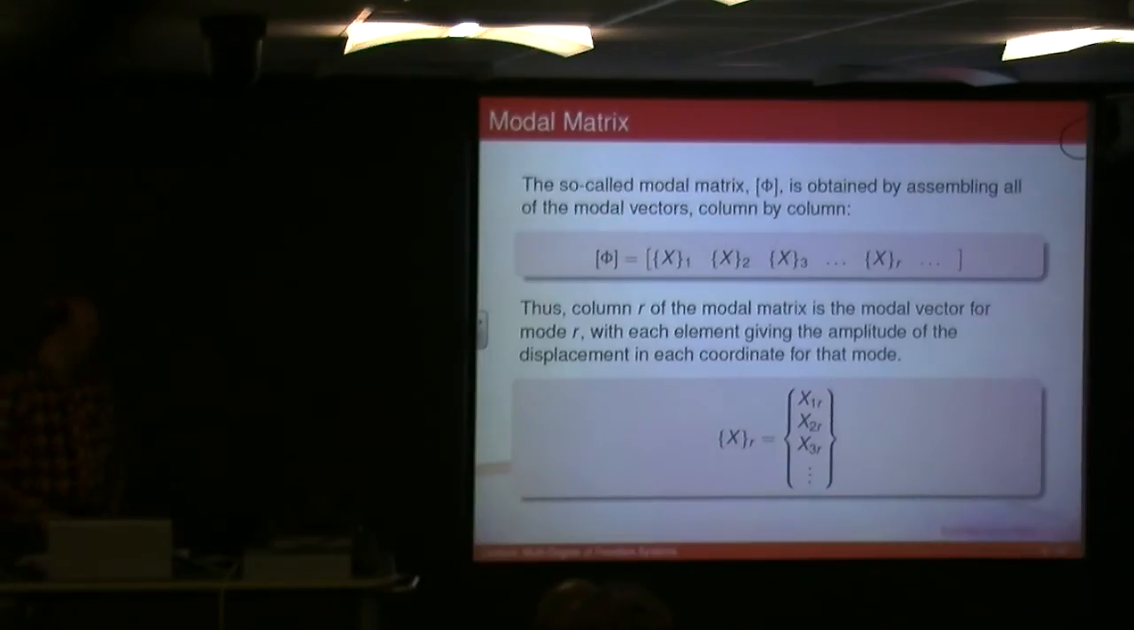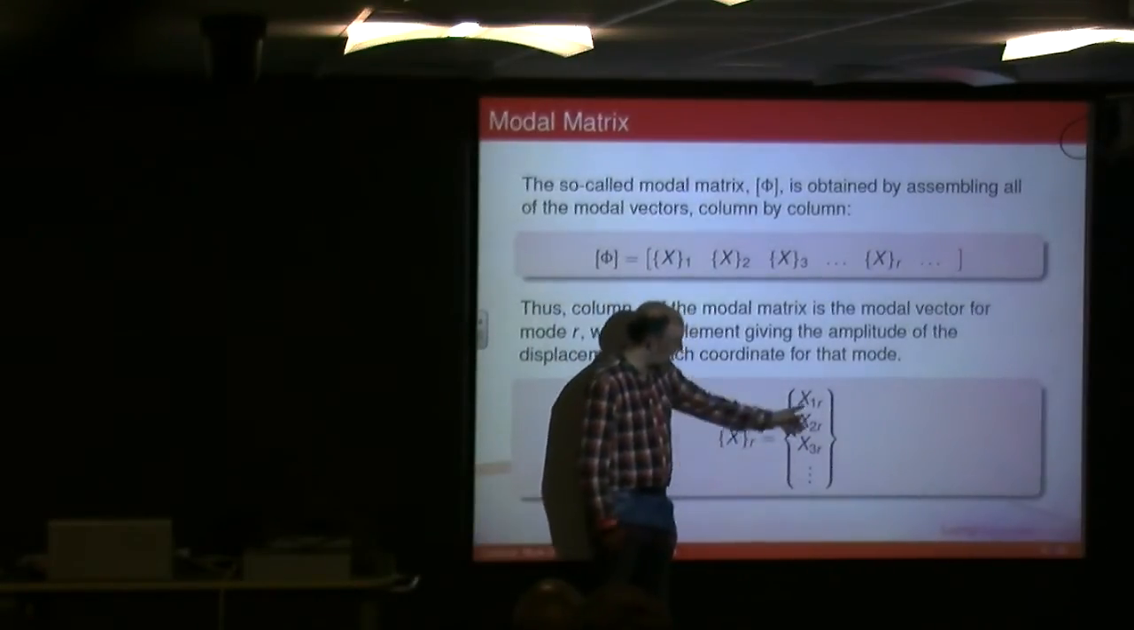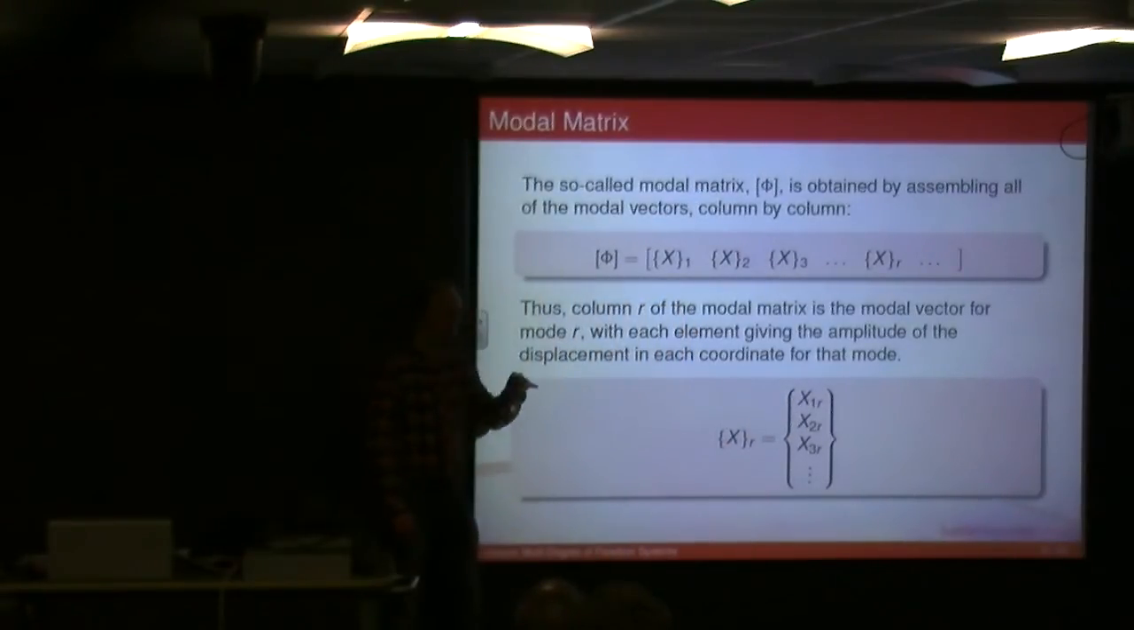So column R of the modal matrix is the modal vector for mode R. It's the rth mode shape, with each element giving the amplitude of displacement in each coordinate for that mode. When you're exciting the system at that natural frequency, you get the mode shape, and each value in here will be the relative displacement. If this is 1, all the others will be relative to that displacement, but basically it's the amplitude of the motion in that mode.